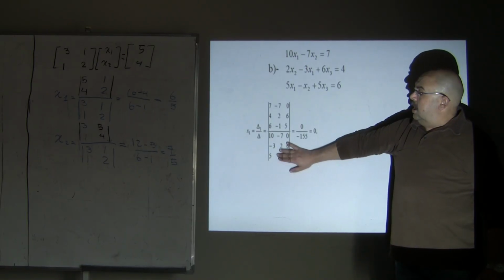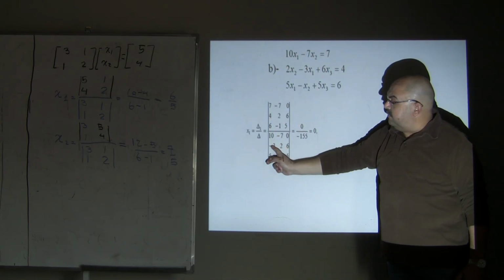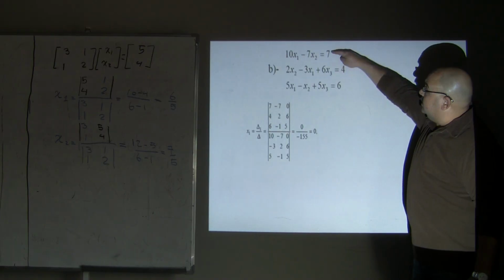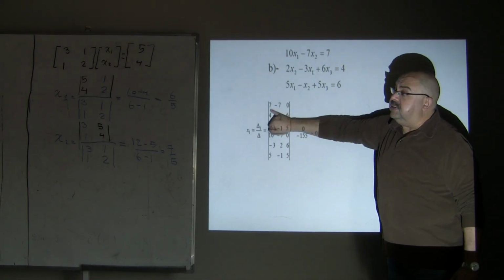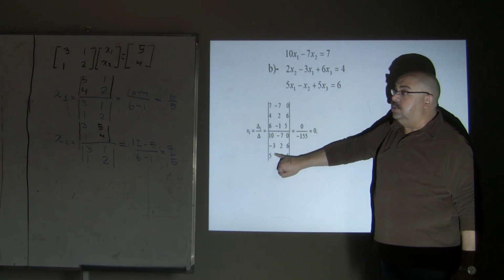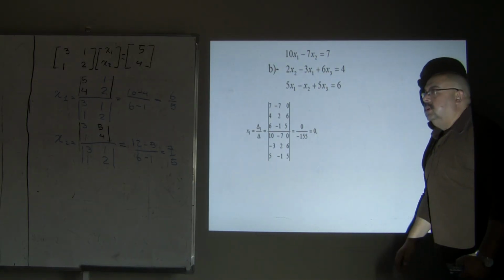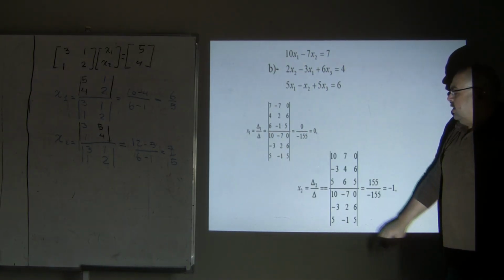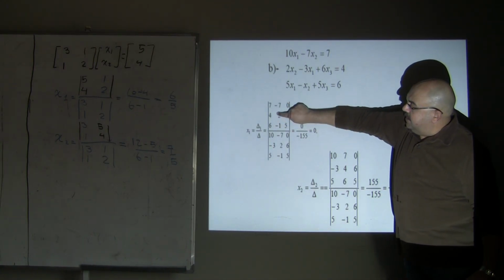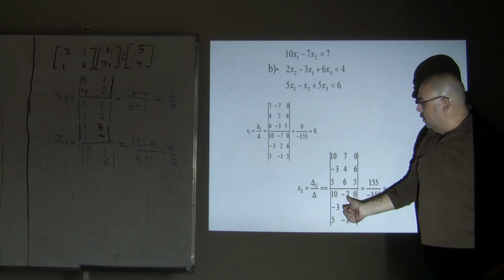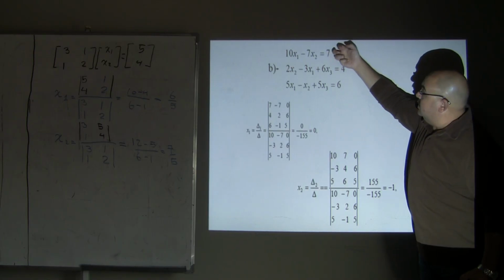I will get the determinant on the numerator, which is very simple. I will replace the first column by the result, which are 7, 4, and 6. Here we go, 7, 4, and 6. I will evaluate this determinant and then divide it on this one. This is for the first element. How to write the second element? The denominator will be the same, but I'm going to replace the elements of the second column by the result, which are 7, 4, and 6.